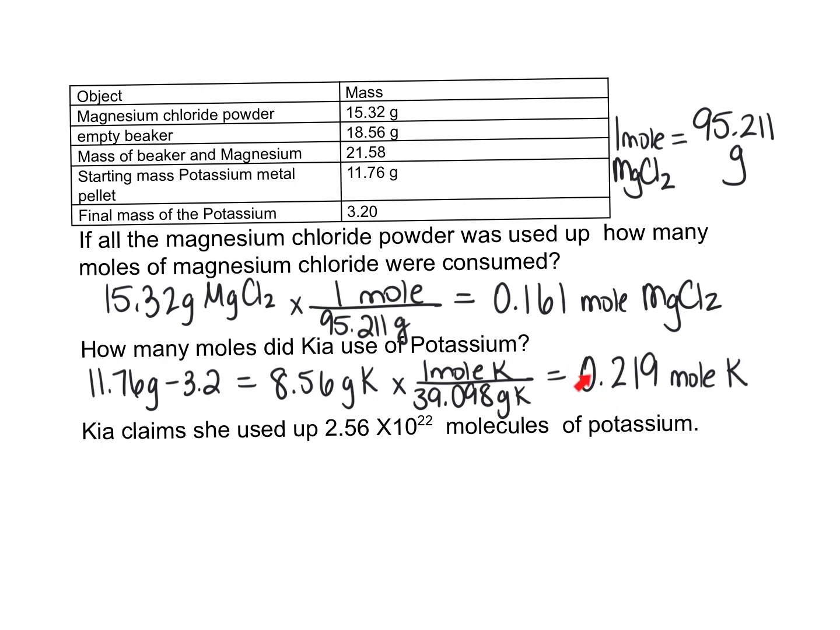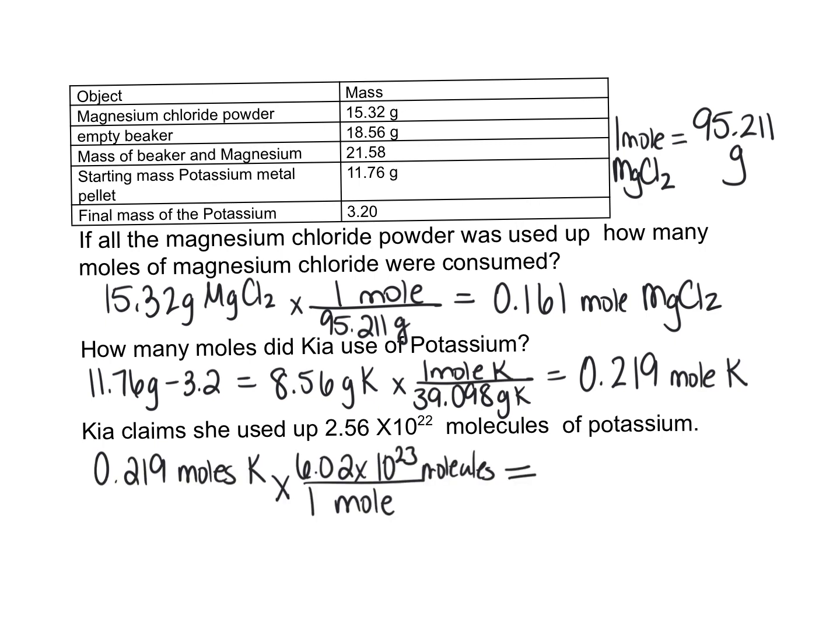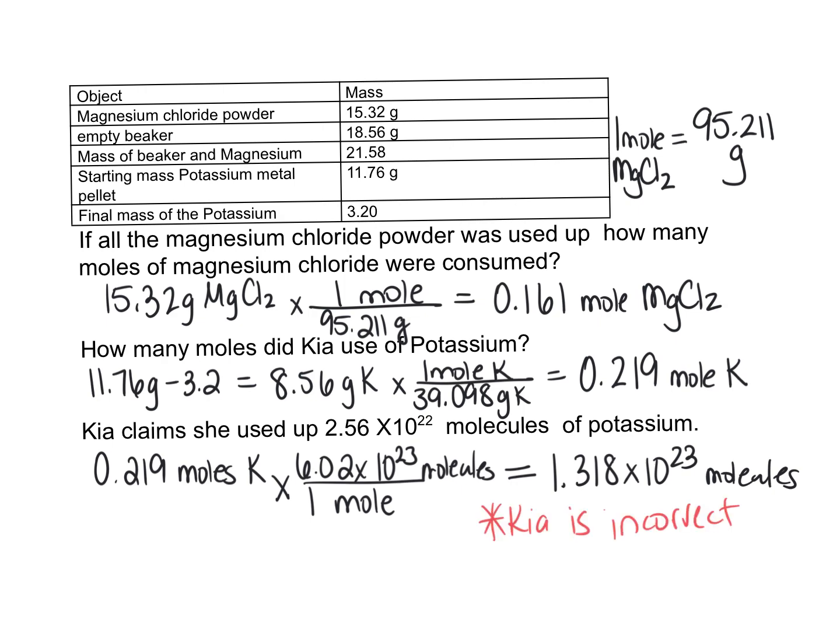So I can either go from moles to molecules and see if it's this number, or I can do the opposite. So I went ahead, I took my moles that I was given, and I'm going to find out how many molecules that is to see if it matches with the molecules she's claiming she used. So according to my calculations, if we used 8.56 grams of potassium, which is 0.219 moles of potassium, 0.219 moles of potassium would be 1.318 times 10 to the 23rd molecules. That is not the same as what Kia claims. So therefore, Kia is not correct.